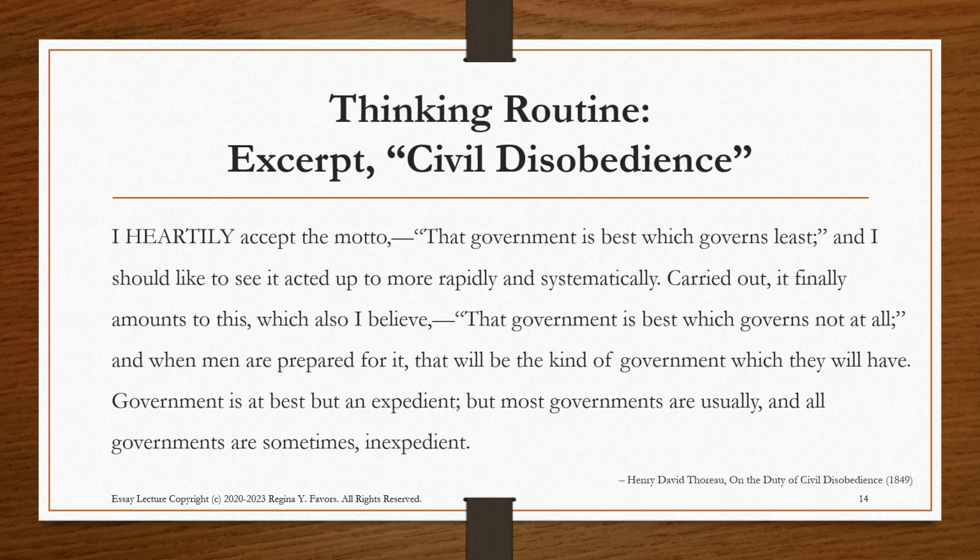So I heartily accept the motto that government is best which governs least. And I should like to see it acted up to more rapidly and systematically carried out. It finally amounts to this, which also I believe, that government is best which governs not at all. And when men are prepared for it, that will be the kind of government which they will have. Government is at best but an expedient. But most governments are usually, and all governments are sometimes, inexpedient.